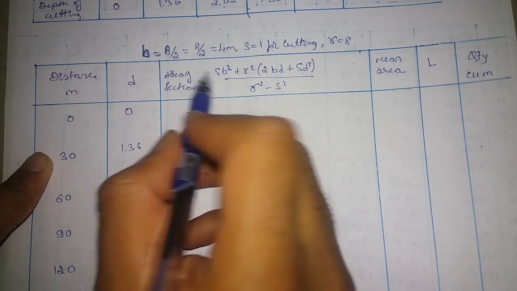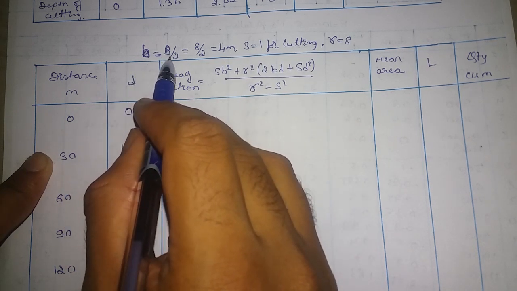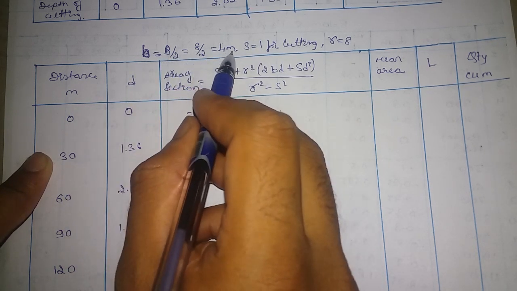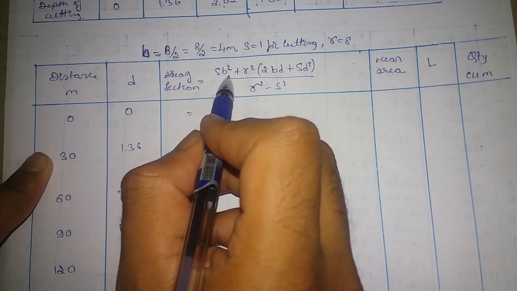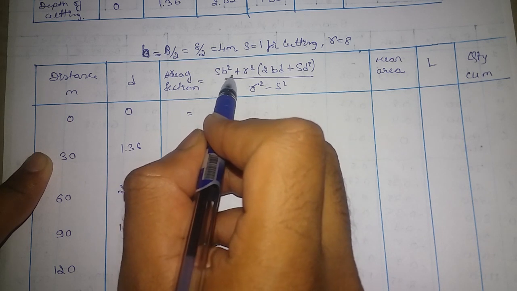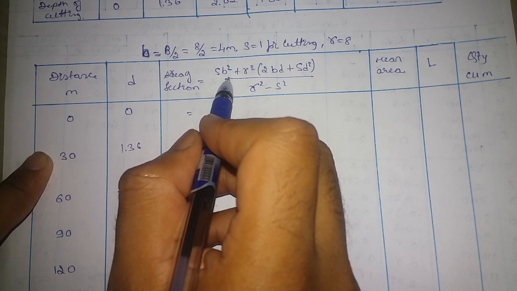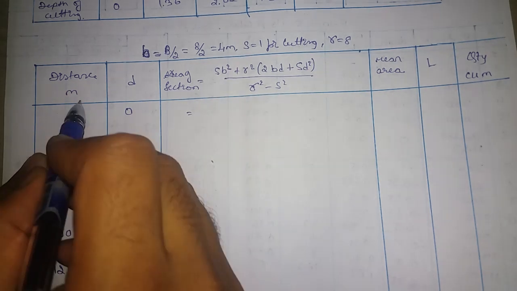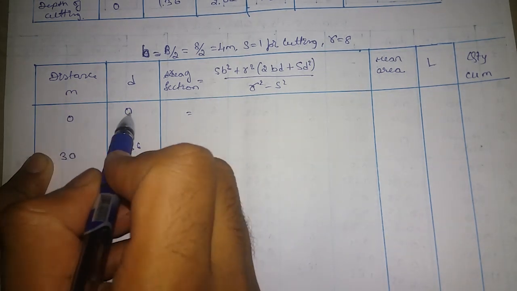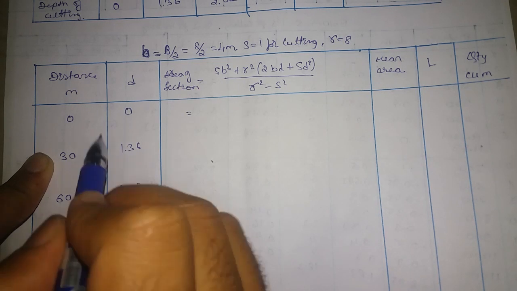And B, how will you find out the B? B is equal to capital B by 2, that is 8 by 2 is equal to 4. You got that? Yes, and you got the B. So now what is left out? We need to know what is the D, right? So the left out part is D, the distance. The D is nothing but distance. Whatever the distance you got here, that value you need to substitute and get the value.